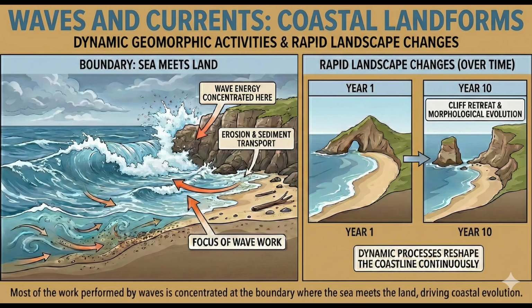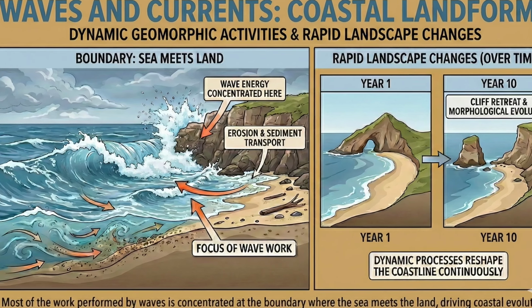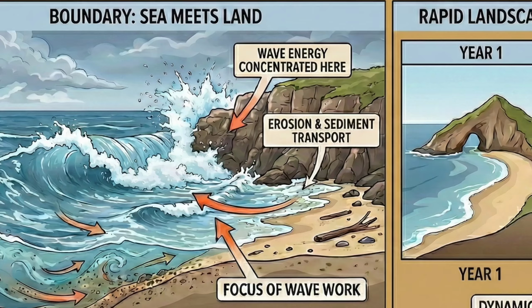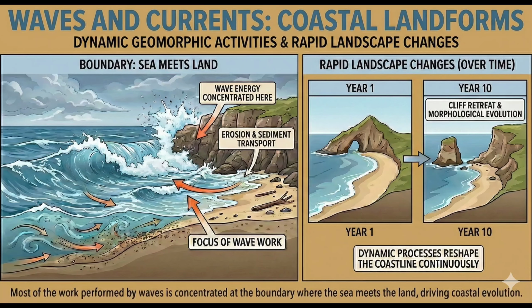Waves and currents, coastal landforms. Coastal processes are among the most dynamic geomorphic activities, often resulting in rapid changes to the landscape. Most of the work performed by waves is concentrated at the boundary where the sea meets the land.